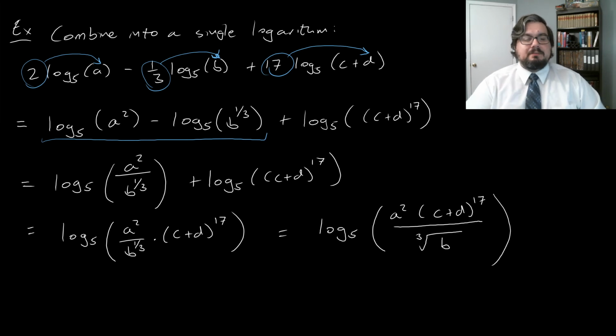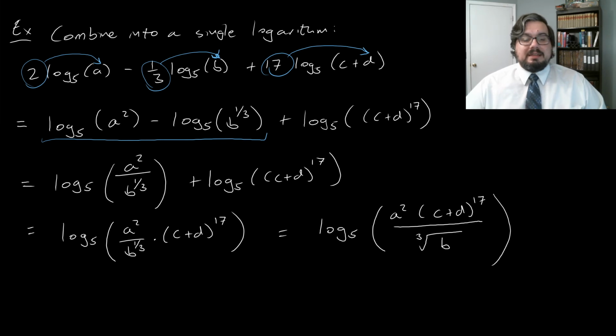So the big expression 2 times the log base 5 of a minus 1/3 log base 5 of b plus 17 times the log base 5 of c plus d is completely equal to the expression log base 5 of a squared times c plus d to the 17th all over the cube root of b. And transforming back and forth between expressions like this is an important skill that you should have when working with logarithms.